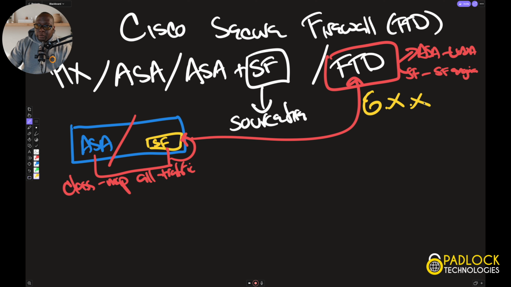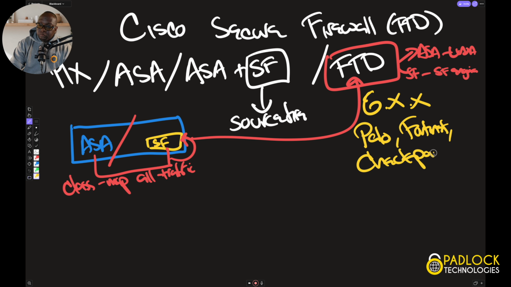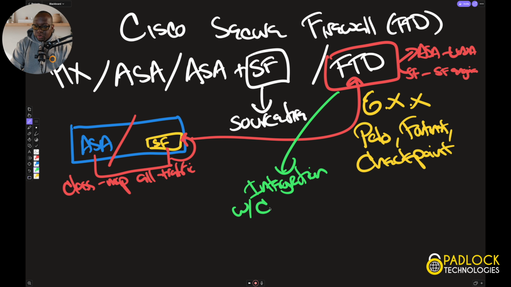And those other platforms that the FTD kind of fights against in the market, let's just be honest here, are Palo, Fortinet, and then Checkpoint. Those are the big players. All great firewalls, it doesn't really matter. Where the FTD kind of beats the other three major competitors is integration with the Cisco security platform.